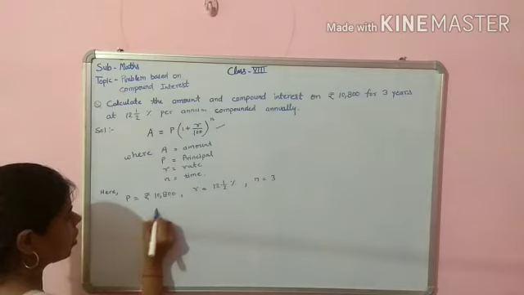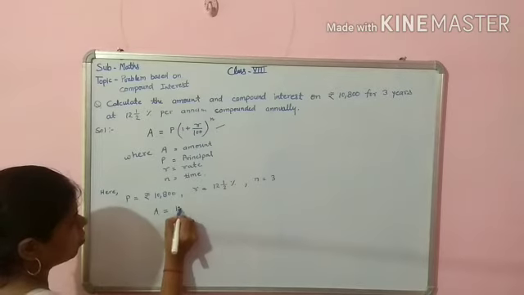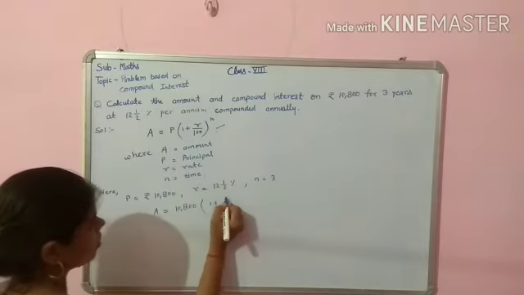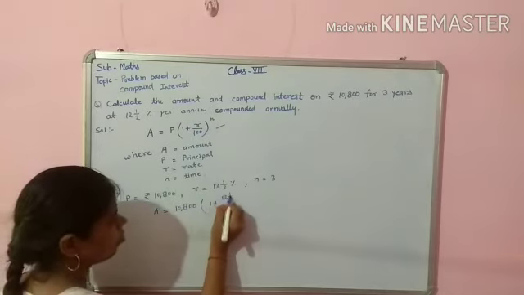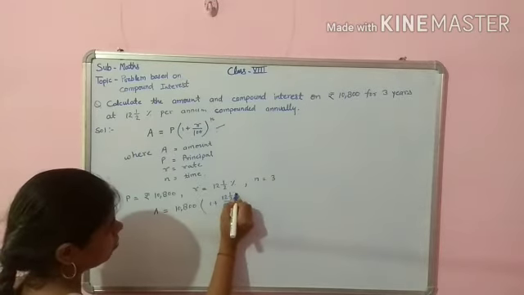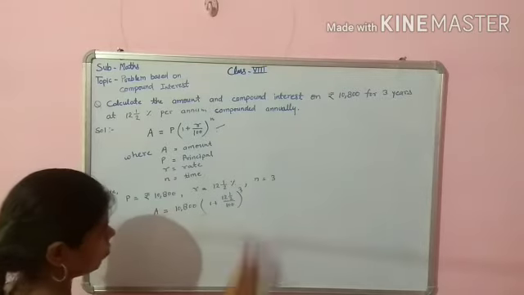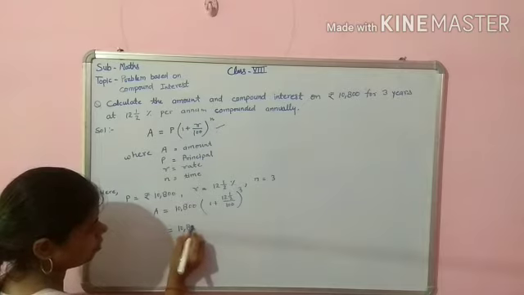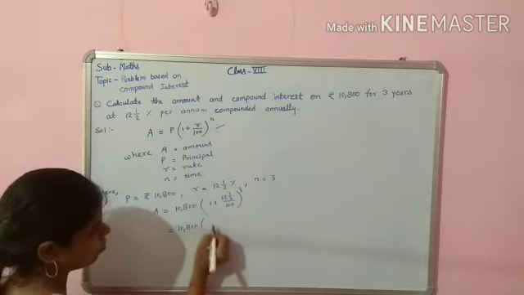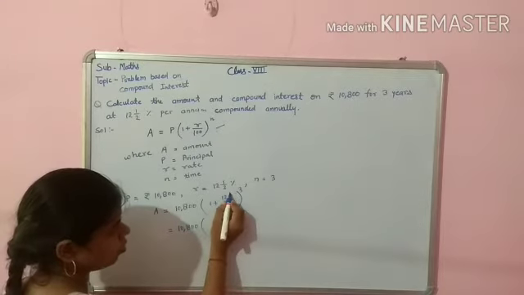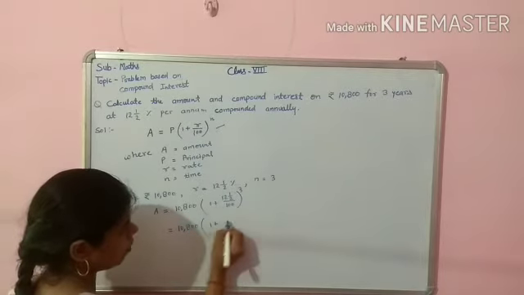Then A equals to 10,800 into (1 plus 12 1 by 2 upon 100) whole to the power 3. Okay, we simplify it this way. 12 2s are 24, 24 and 1 is 25, so 1 plus 25 upon 2.